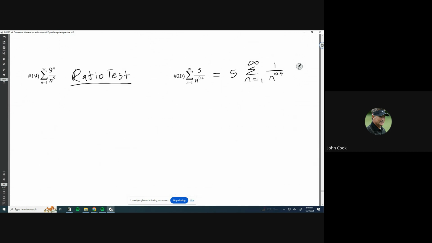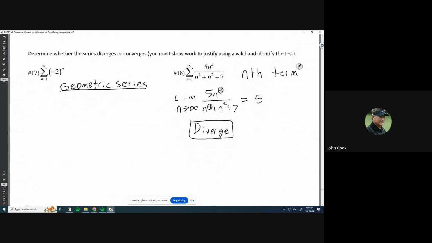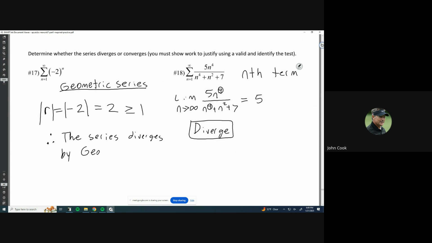Yeah, we'll just get through number 20, and then that'll be it for this video. All right, next one. So we claimed that this one was the geometric series test. So that's how I'd say it. So I just noticed that r is equal to -2, and the absolute value of r is equal to 2. And since this number is more than or equal to 1, this will diverge by the geometric series test. So therefore, the series diverges by the geometric series test.